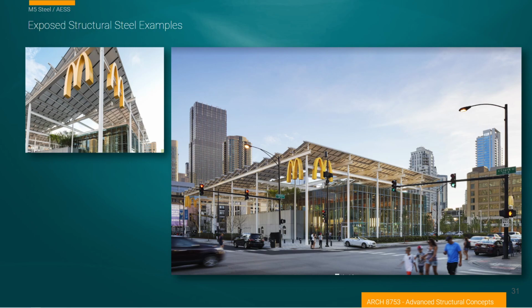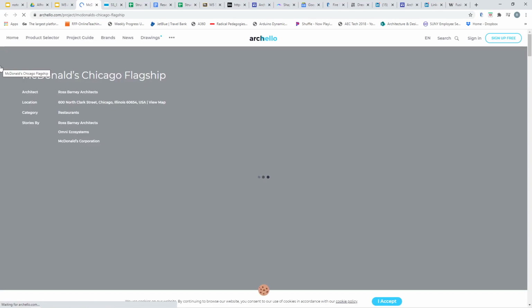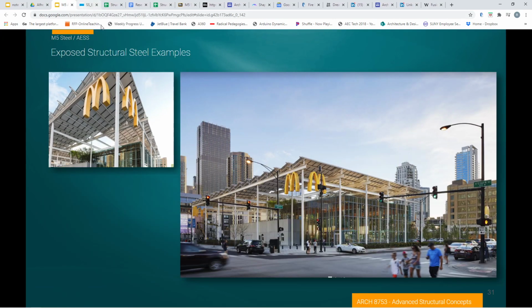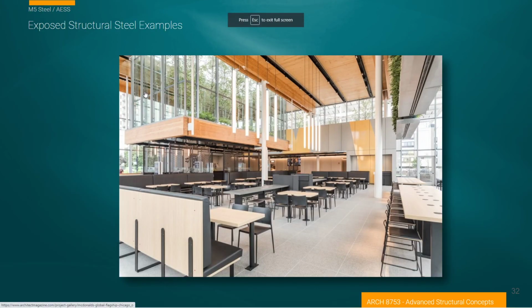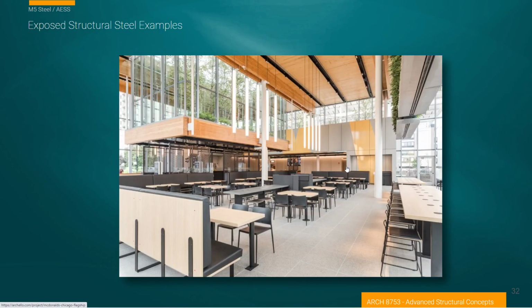This is now a McDonald's. I believe this is in Chicago. I'm not sure if these are hyperlinked. Yes, this one is hyperlinked. This is their flagship in Chicago. You can go ahead and visit with that link. And it's really an over-the-top McDonald's. It's very high-end looking. But I'm drawing that connection because here now they're using solar collectors in this superstructure of exposed steel.